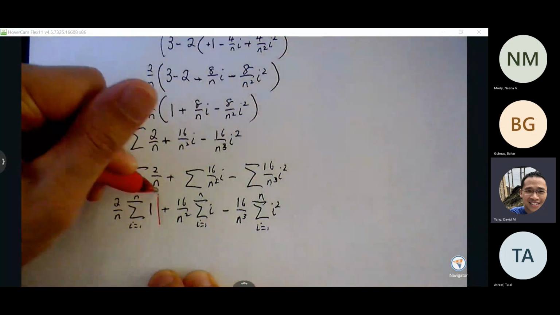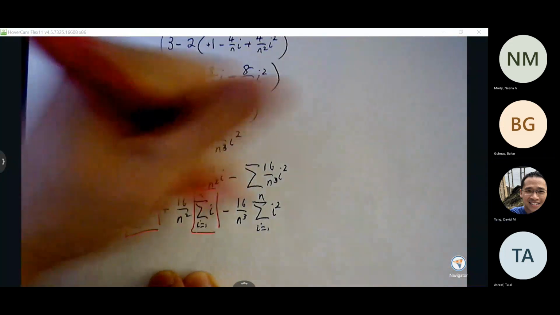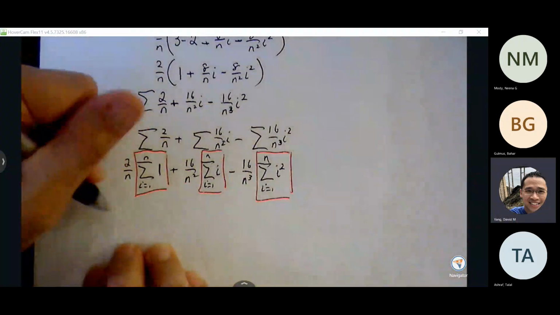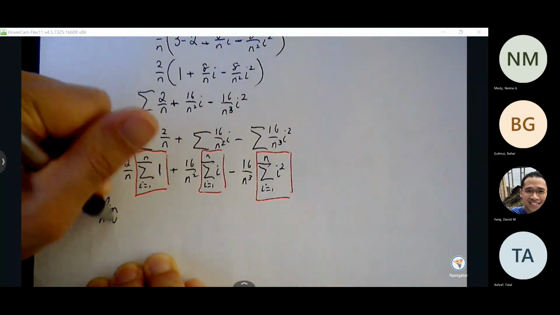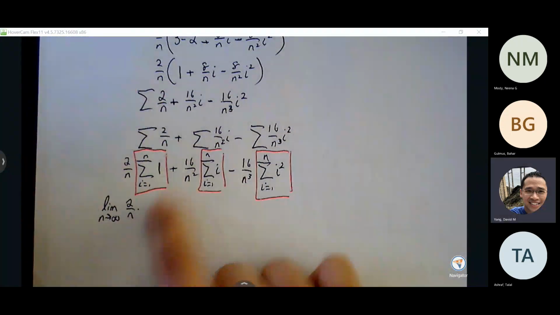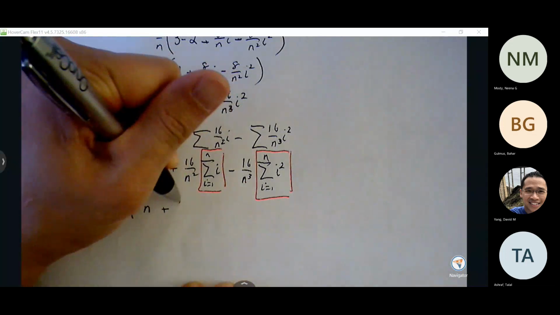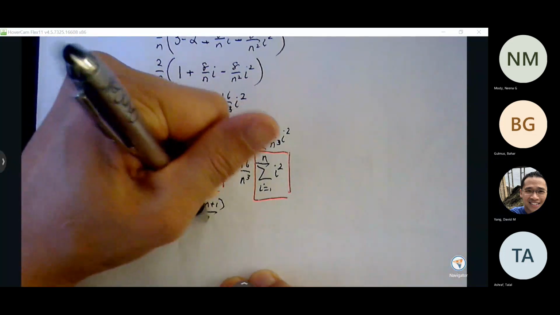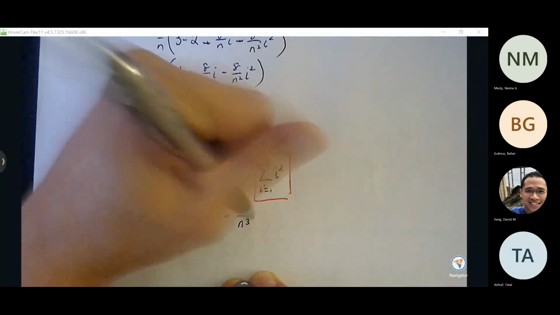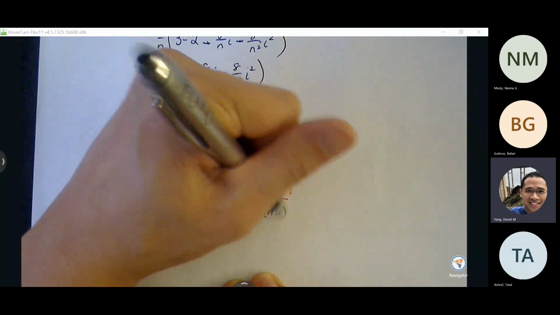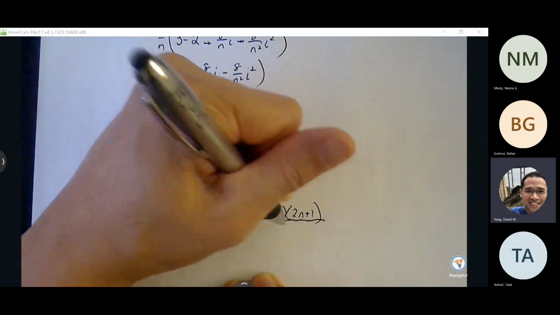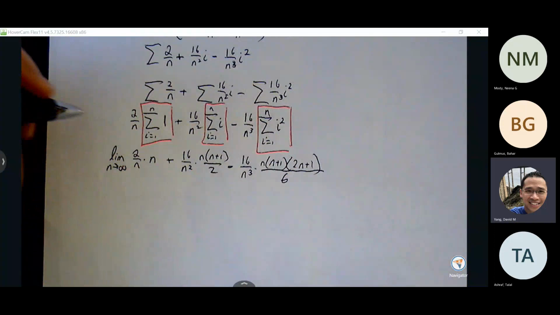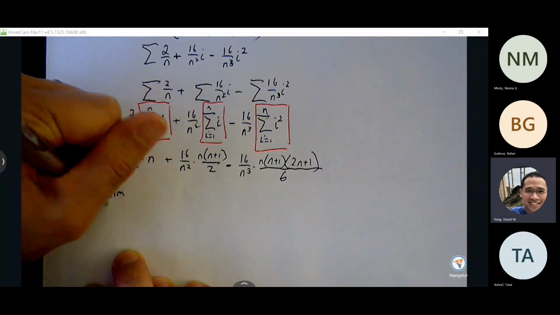Okay, so now we can pick off the summation rules that are involved. Summation of 1 is just n. Summation of i is n times n plus 1 over 2. Summation of i squared is n plus 1, 2n plus 1, all over 6. Every fraction should have matching degrees so that we can pull the fraction out of it.